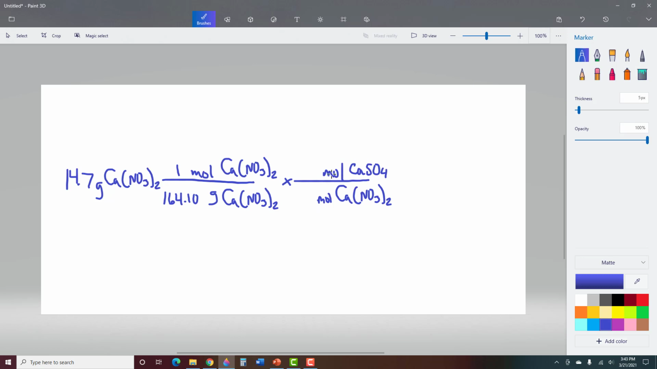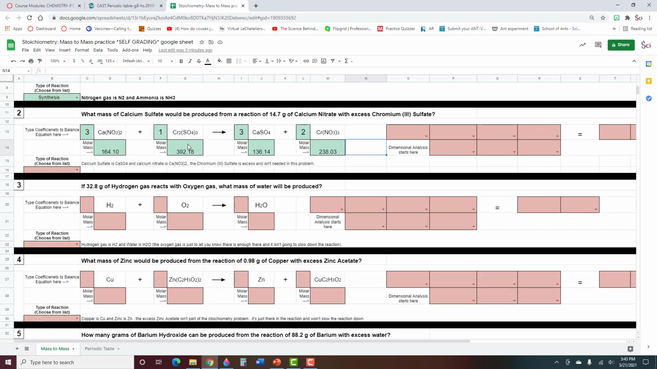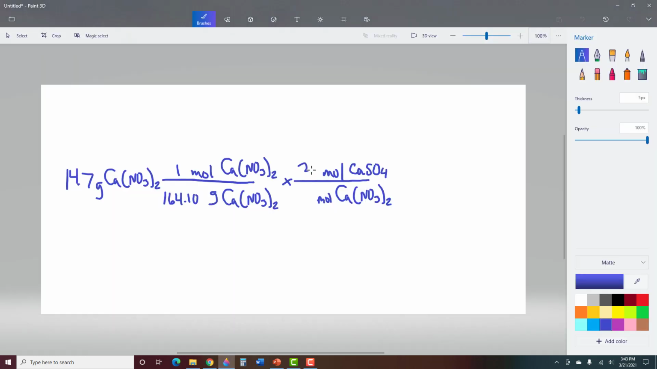Alright, now I have moles over moles. That's when I go to the equation. The NO3 twice has a 3 in front of it, and the CaSO4 also has a 3 in front of it. So both of those are going to be 3, top and bottom, and then a third division bar. I'm going to take my top unit here, and I'm just going to copy that.